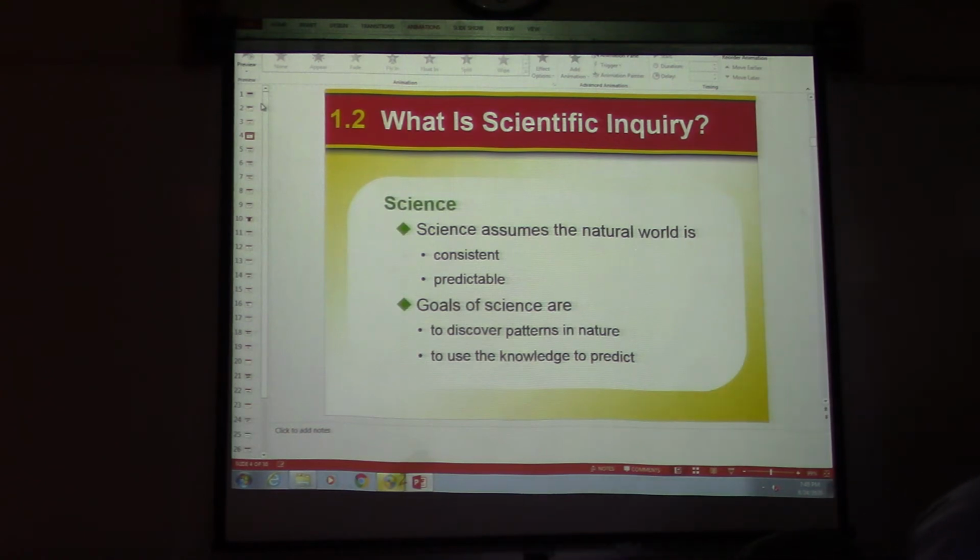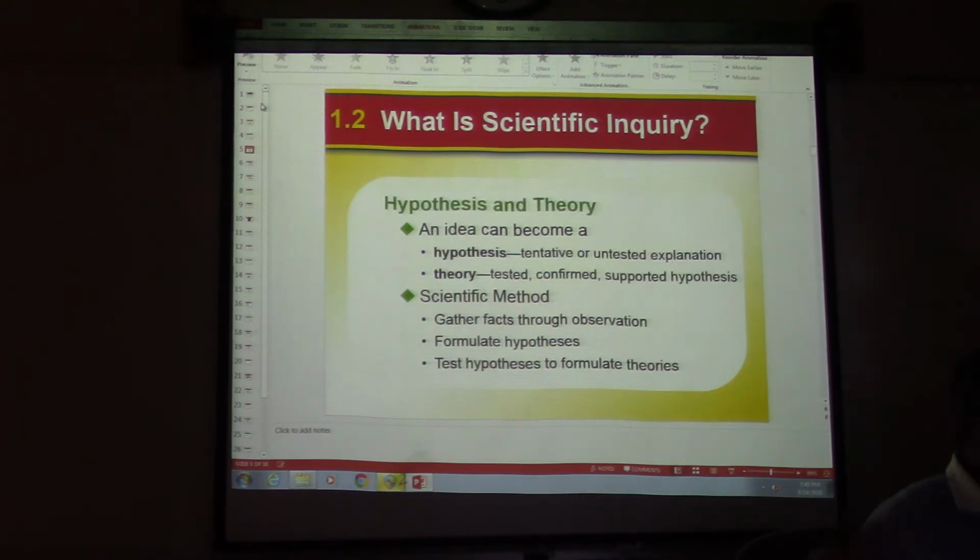Okay, I just explained this. What is a hypothesis? First, it's an idea. A hypothesis is a tentative, untested explanation. What is a theory? It's a tested, confirmed, supported hypothesis. As I told you, it's not just one experiment; it has to be several experiments. Then it becomes a theory. And now, what is the scientific method?